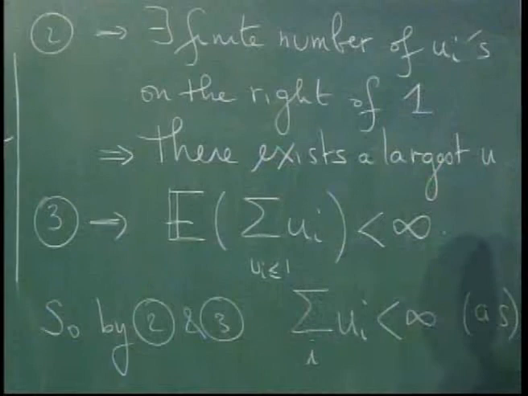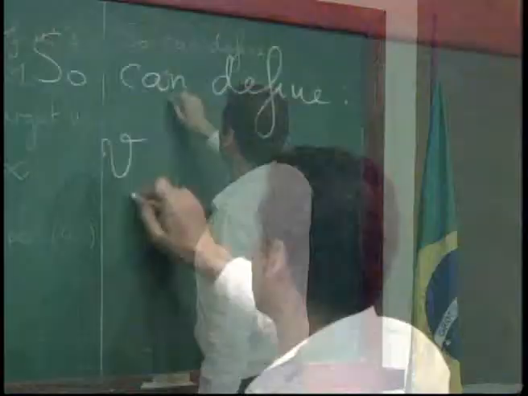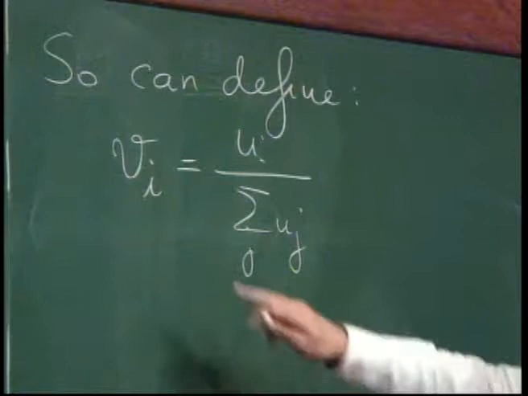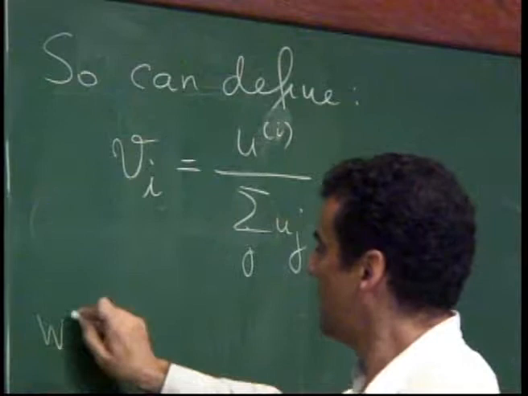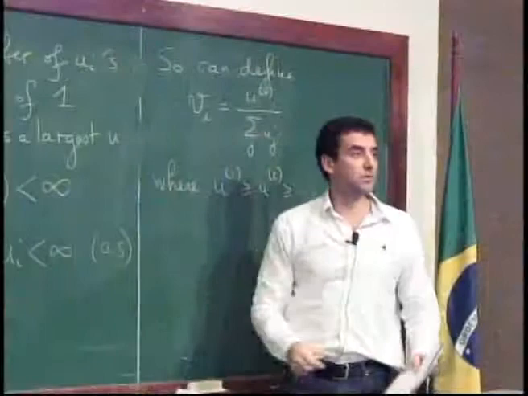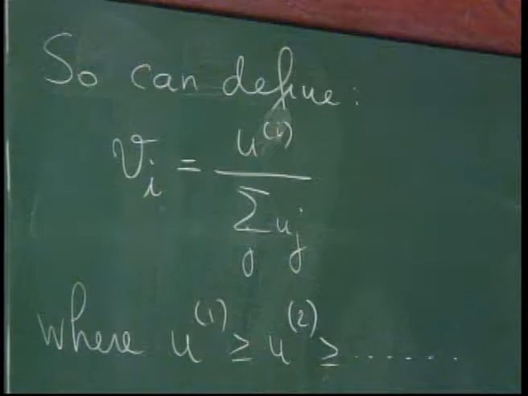Which means that you can normalize. So you can define V_i to be U_i divided by the sum of U_j's, over all j. This is well defined now. Sorry, I should first do something: the U_i's are ordered. I order all the points, which I can do because there is a largest U. There is a largest guy. So I know which one is U_1, that's the largest guy. Then I get rid of this one, then there is a second largest one. So I can order them, right? If the wealth was going to infinity, I couldn't do that. So I order them, and then I define V_i like this, okay?